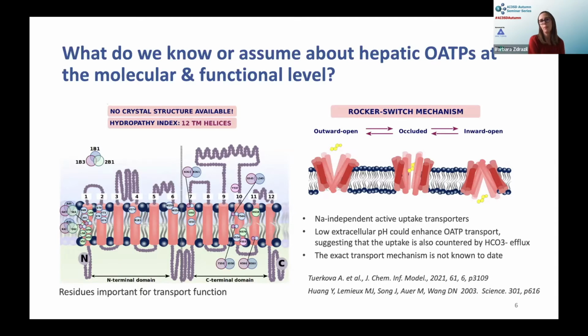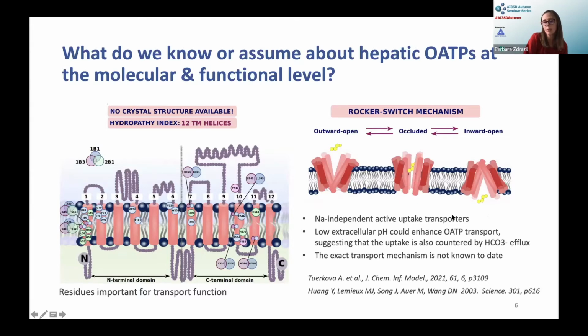So the hypothesis is that they act in this alternating access mechanism. So that's called a rocker switch mechanism that you can see here. First it's in an outward open conformation, and then when the substrate binds, the transporter closes to an occluded state, and then is open to the inward in the end to release the substrate. And that's where we really started.